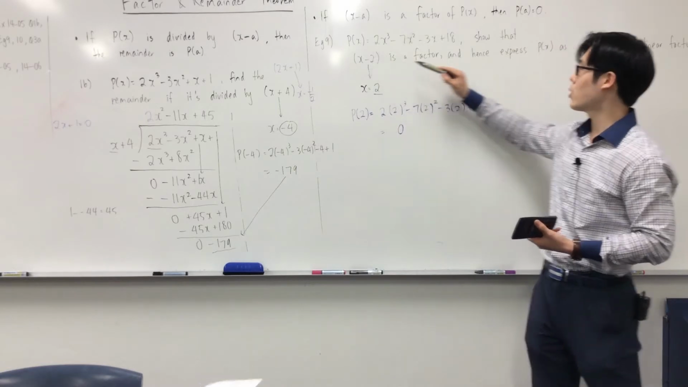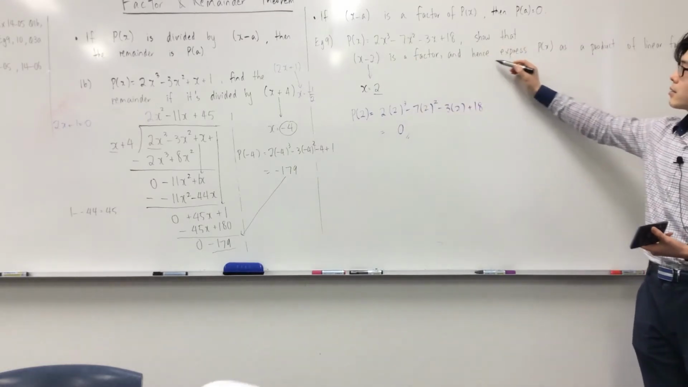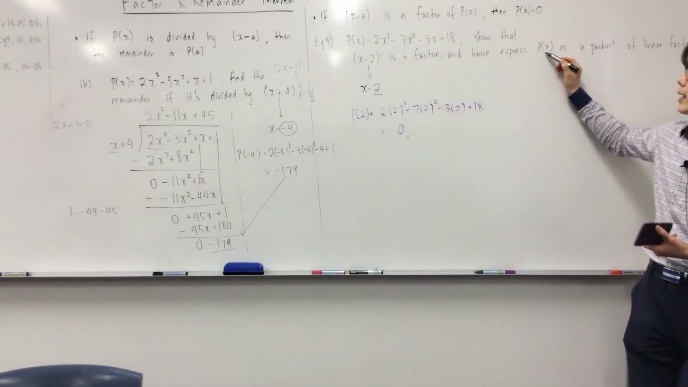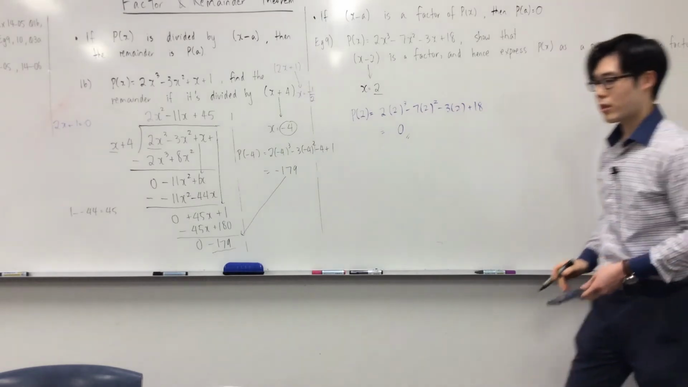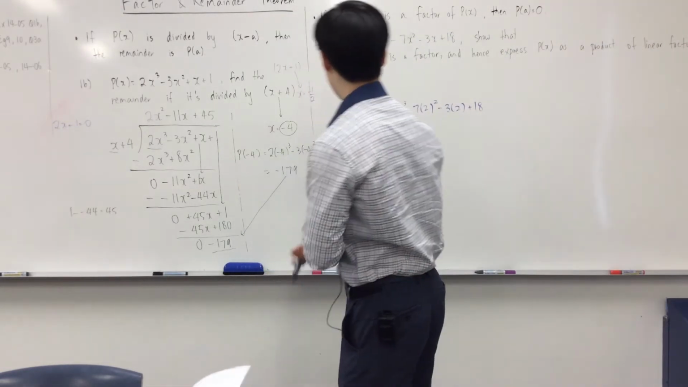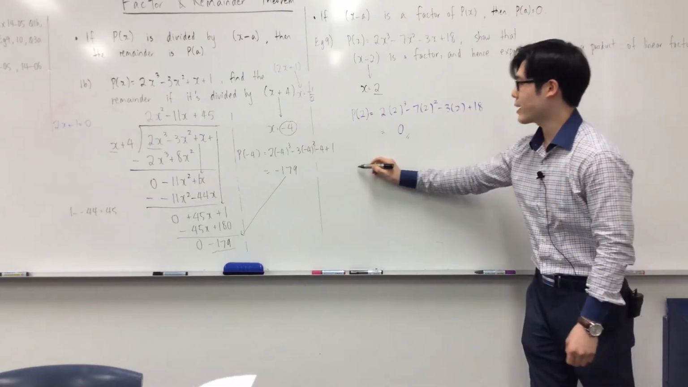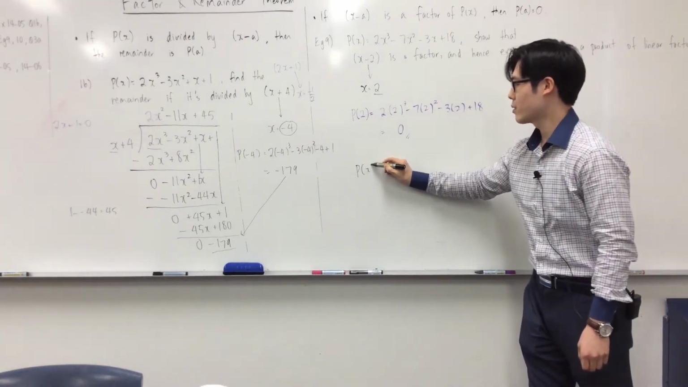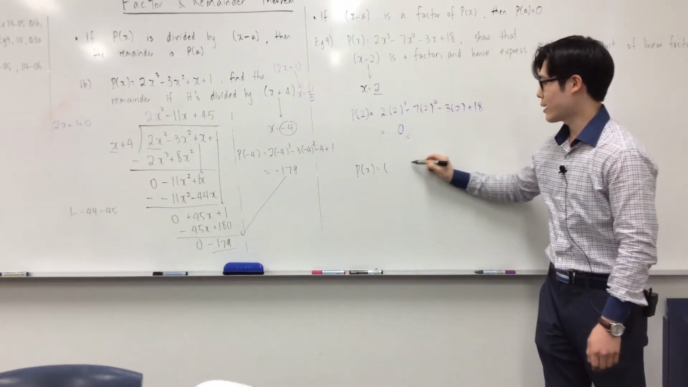Now, that's not all they want. It says show that it's a factor. We've done that. It's equal to 0. And then it says, hence express px as a product of linear factors. So we need to do long division. Here's what they want. Instead of writing px like that, they want you to write it like this.